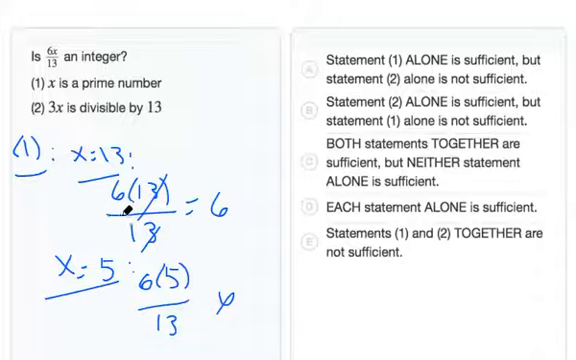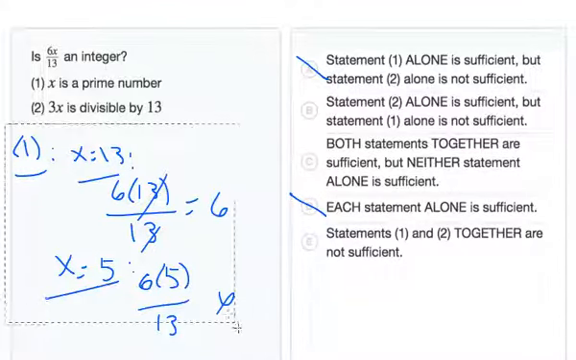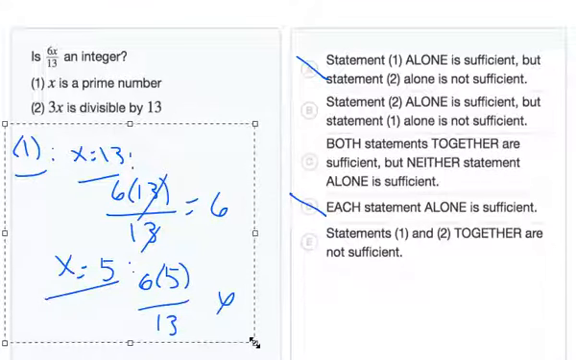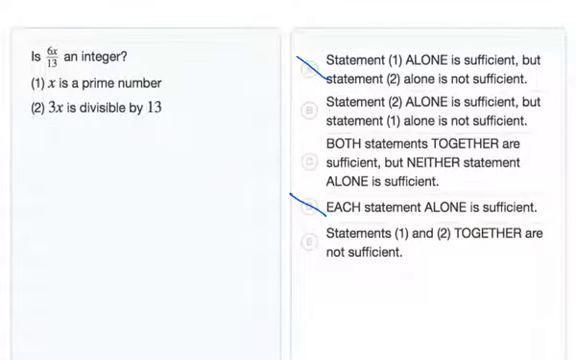So if statement 1 alone is not sufficient, we can actually rule out answer choices A and D because statement 1 alone won't be sufficient. So let's go ahead and next consider statement 2. We need to find out whether statement 2 alone is sufficient.